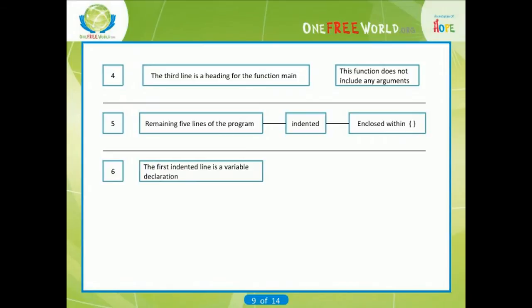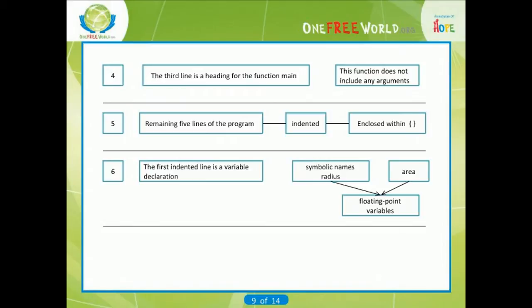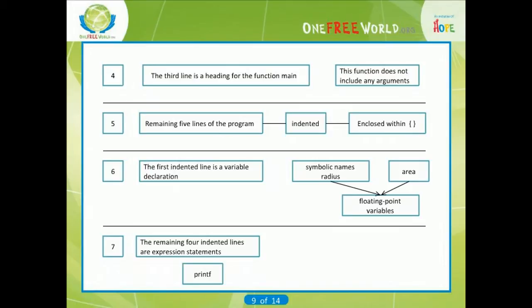The first indented line is a variable declaration. It establishes the symbolic names, radius and area, as floating point variables. The remaining 4 indented lines are expression statements. The second indented line, printf, generates a request for information, namely a value for the radius. This value is entered into the computer via the third indented line, scanf.